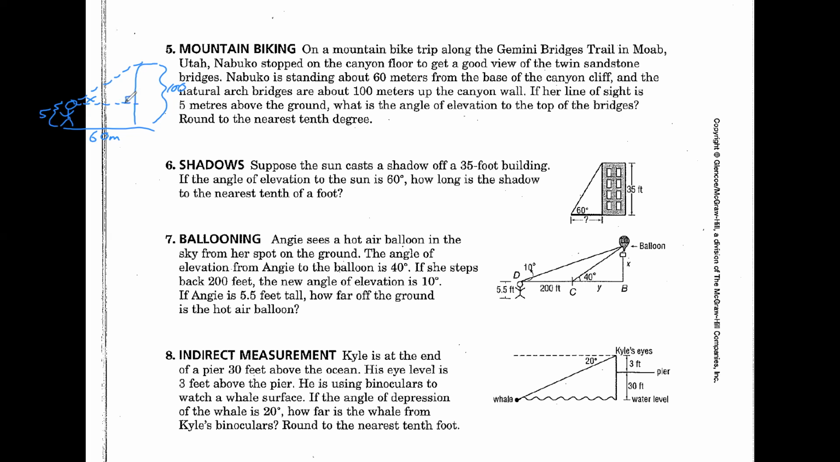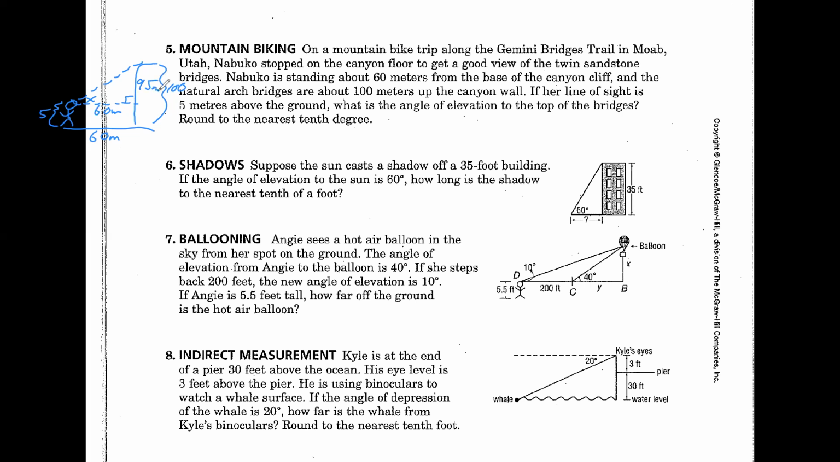So when I do this problem, the distance she is from the cliff is still 60 meters. But what's the height that I'm going to use in that triangle? What was it? 95. Because I have that 100 for the entire thing minus her height. So that side is 95 meters. Now we can go ahead and set this up.